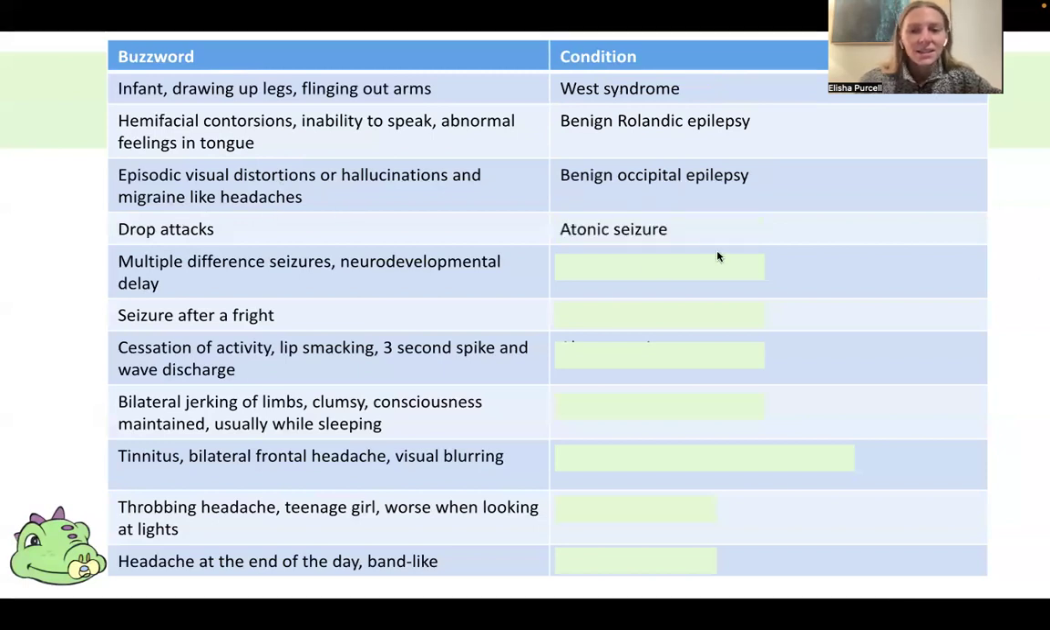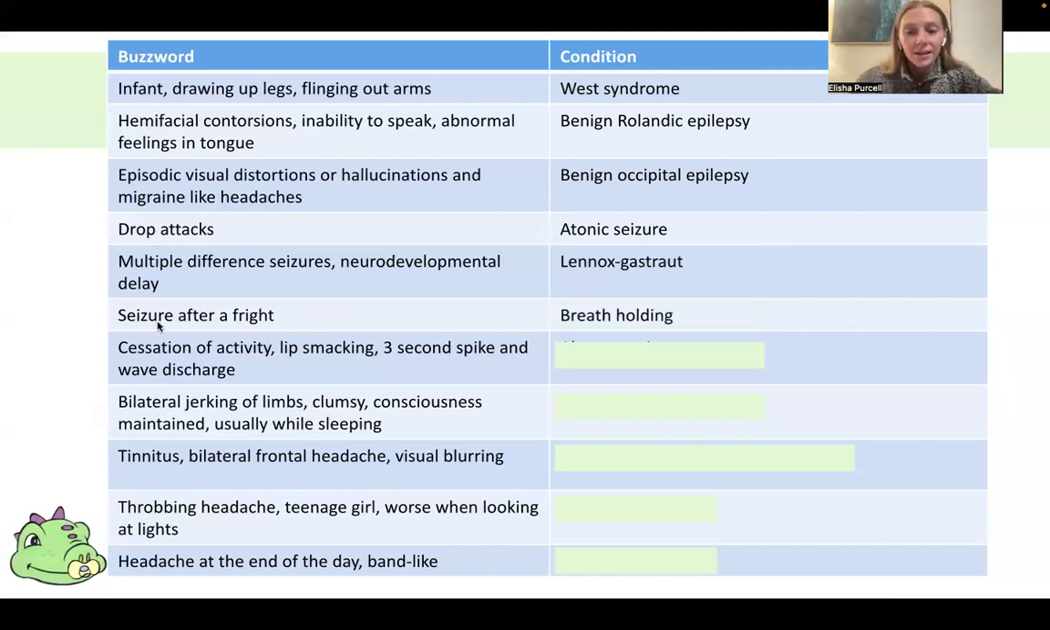Drop attacks is an atonic seizure. Multiple different seizures and neurodevelopmental delay, this is a really bad one. This is Lennox-Gastaut epilepsy syndrome.